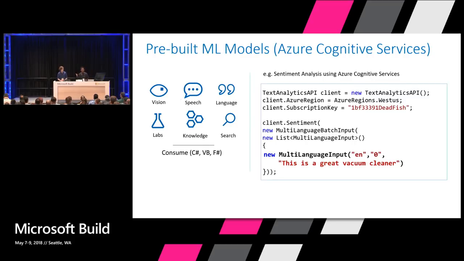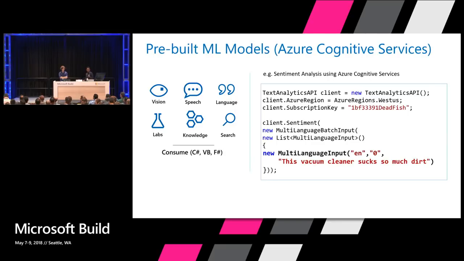In this example, we're using sentiment analysis from the Text Analytics API, and we're trying to predict the sentiment of "this is a great vacuum cleaner." As you can imagine, this is an obvious one: the sentiment is 96% positive. That's great, it's really good. But what happens if we change the text in the sentiment analysis here, from "this is a great vacuum cleaner" to "this vacuum cleaner sucks so much dirt"?